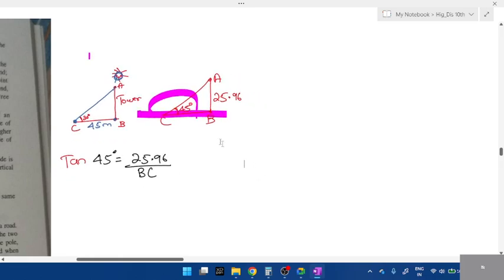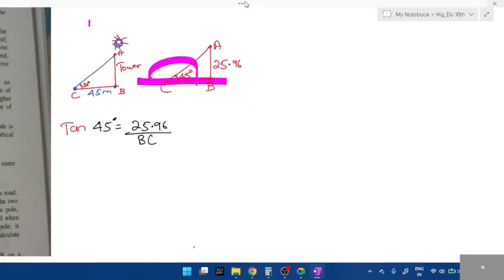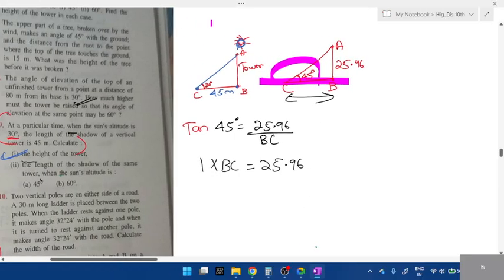See here, if I take 45°, what is tan 45? Okay, for this question, it is actually easy. Tan 45 is 1. BC gets multiplied. What is the BC value then? 25.96. So, what's the length of the shadow? 25.96. Okay, same thing.